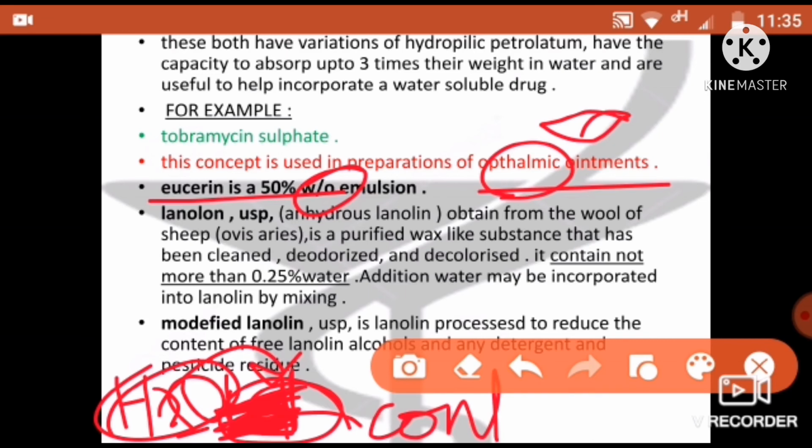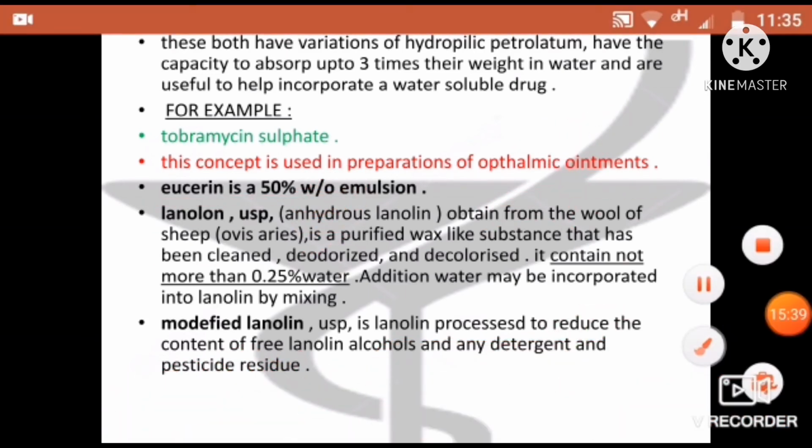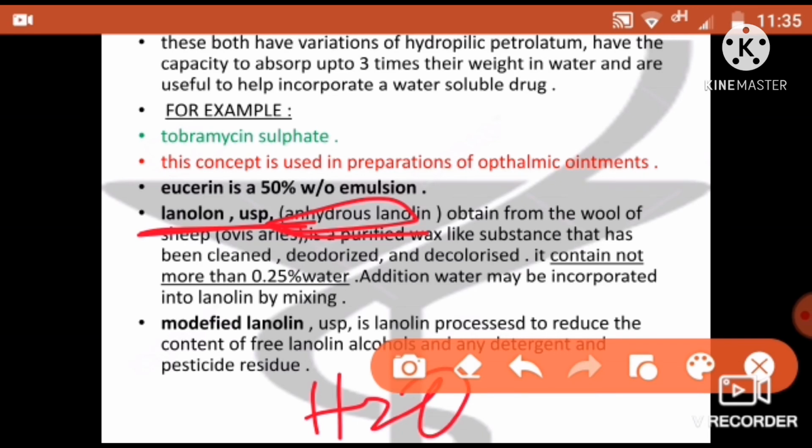The other commercial product also available is lanolin USP. Lanolin USP is an anhydrous lanolin. What does anhydrous mean? That means water is absent. Okay. And it is obtained from the wool of sheep, Ovis aries. Ovis aries is the species name of the sheep.